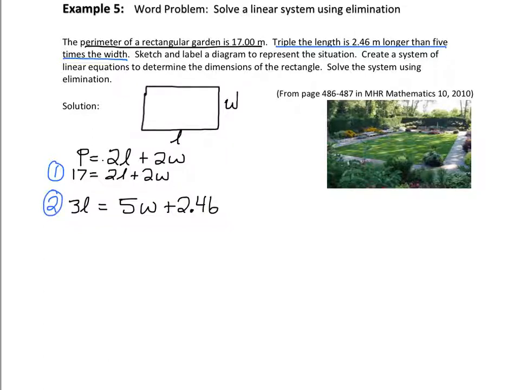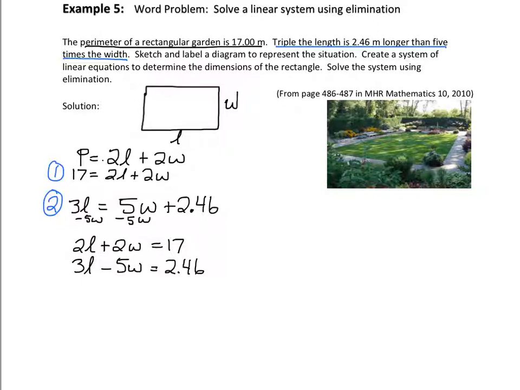When we set those up so that they line up, we need to do a little bit of switching around. So I'm going to switch the left side and the right side of the first equation so that I have 2L plus 2W equals 17. Then I'm in the AX plus BY equals C form. For the second equation, I just have to subtract the 5W from both sides to move it to the left side. So I have 3L minus 5W is equal to 2.46. That's step 1. We've lined up our equations.